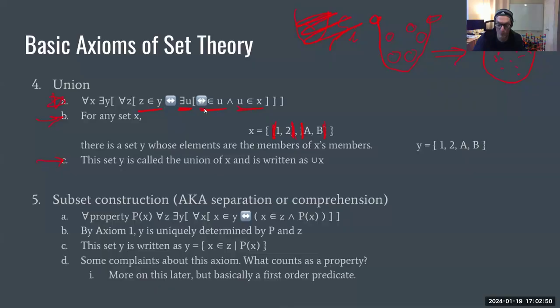One more. Subset construction. Okay, this is also known as separation or comprehension. And this is a big deal. This says that for any property whatsoever, I can apply that property to some previously existing set to create a subset. Okay, so what is this axiom saying? This is basically the axiom that says I can make subsets. After all, we did this kind of thing all the time.